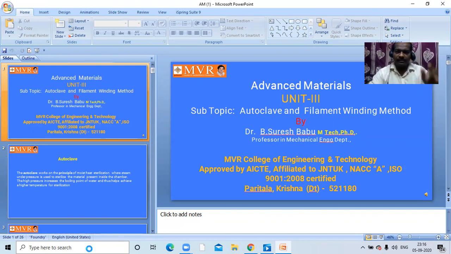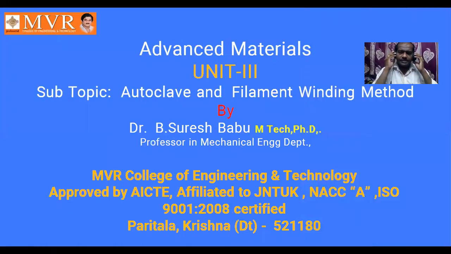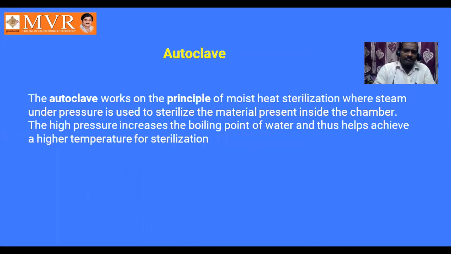As a part of online programs, we are learning about advanced materials. In advanced materials, in Unit 3, we have autoclave and filament winding method for today's class. If you observe the syllabus, this is going to be manufacturing methods. In that, we are going to discuss the autoclave.